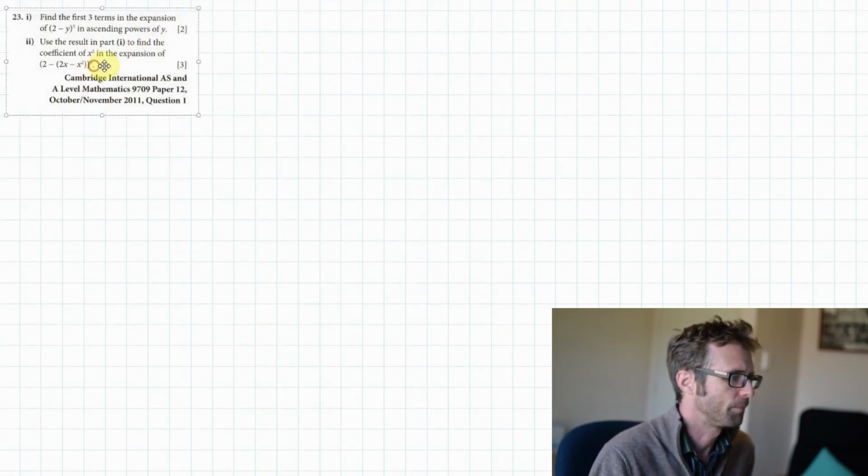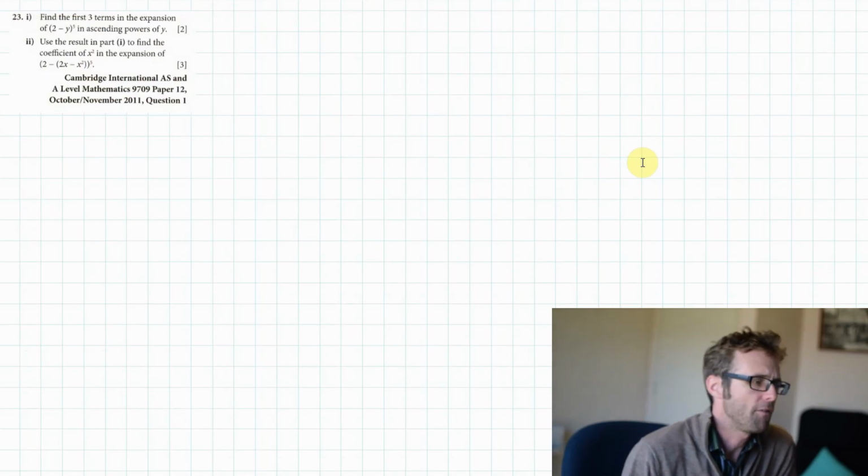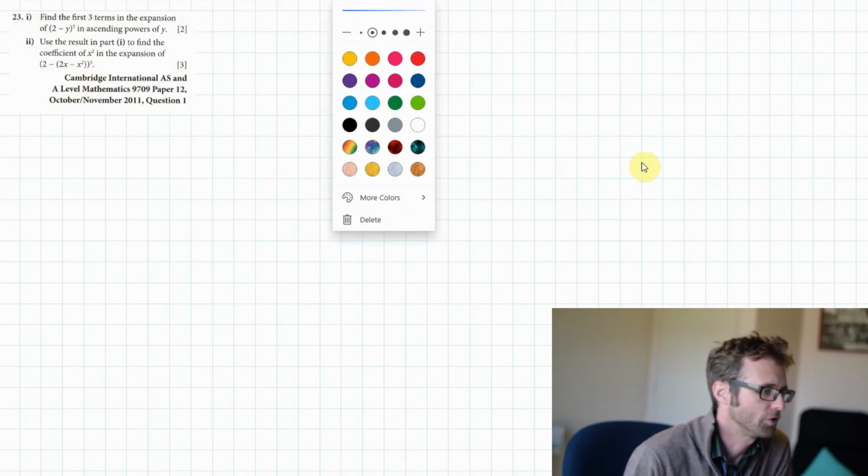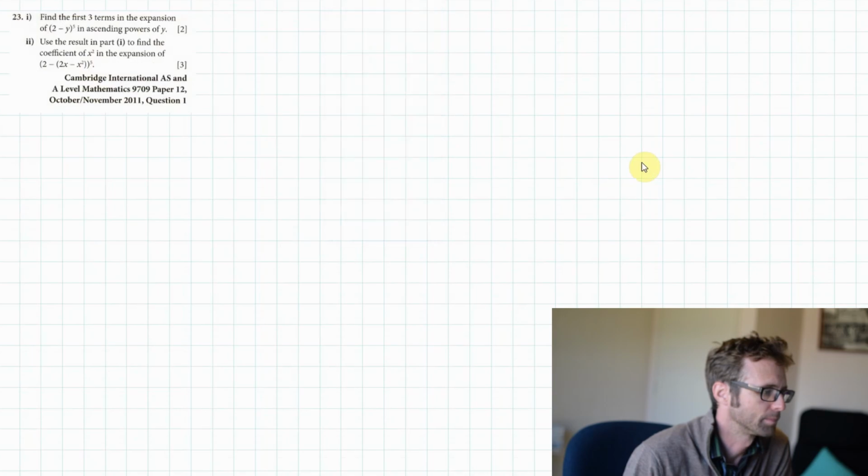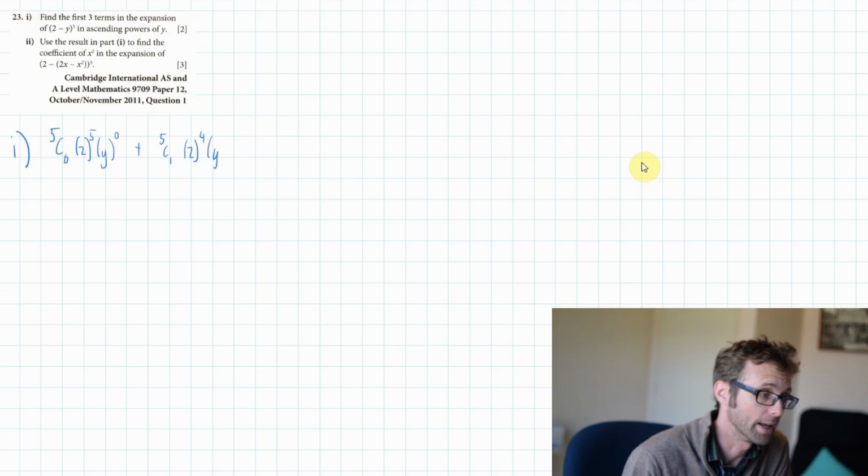Number 23. First step. Find the first 3 terms in the expansion of 2 minus y all to the power of 5 in ascending powers of y. Okay, let's do that. So, part 1. My first term is going to be 5 choose 0, 2 to the power of 5, y to the power of 0. My second term will be 5 choose 1, 2 to the power of 4, y, and it should be minus y, actually. I should have had minus y in the first one as well. Minus y to the power of 1.